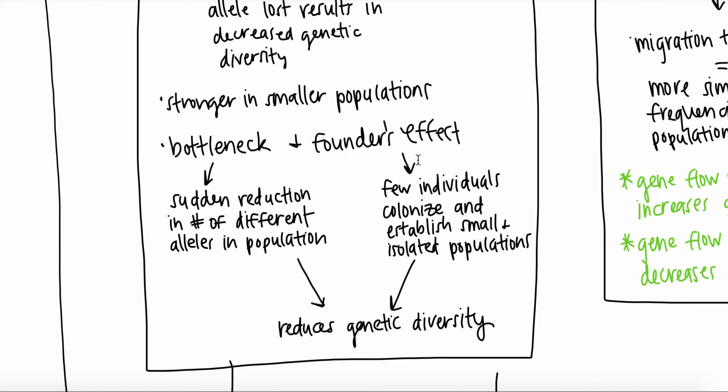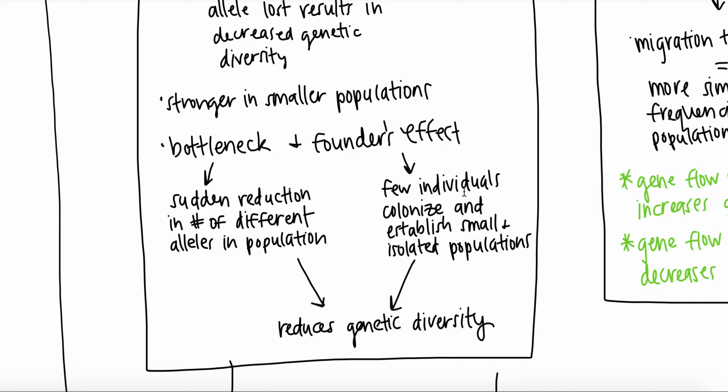So the founder effect, that is when we have a population of, let's say, birds, and in that population there are 1,000 birds, and let's say 5 of them decide that they don't want to live in that population anymore, and they just want to go and create a new one. So they fly more west.